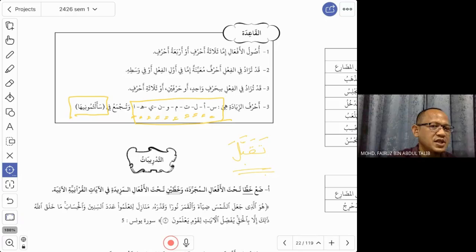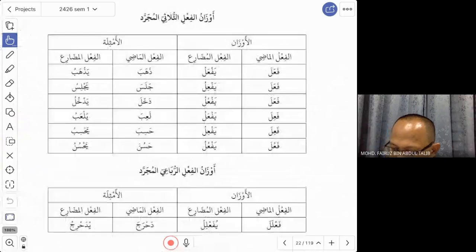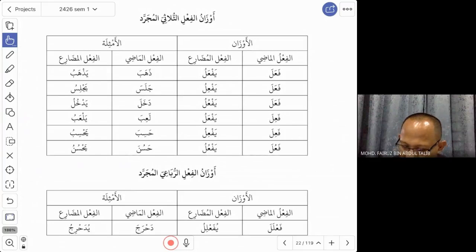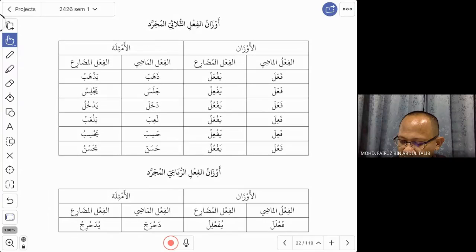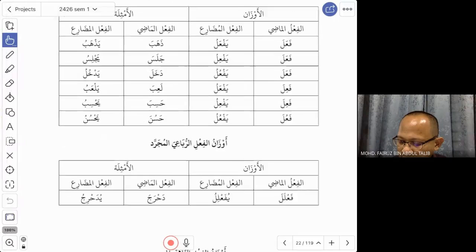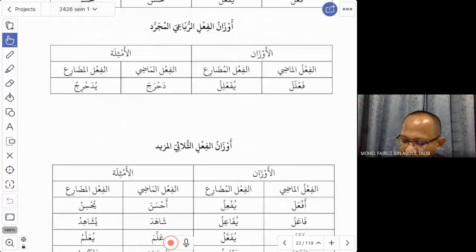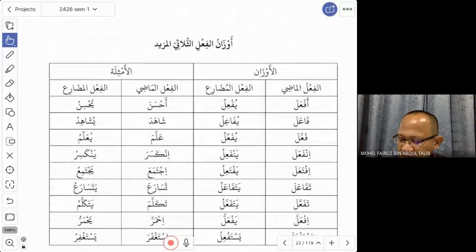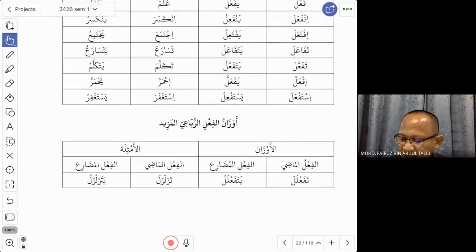You know these are the additional letters, these are the root word. And the wazan, even though it is not part of our syllabus, is very important for you to understand the next grammar lesson. In fact, they should include this. So you can go through the video again, and in your Google Classroom I have added a PDF file. This one: Auzan al-fi'li sulasi mujarrad, Auzan al-fi'li rubai mujarrad, Auzan al-fi'li sulasi mazid, and Auzan al-fi'li al-rubai al-mazid.